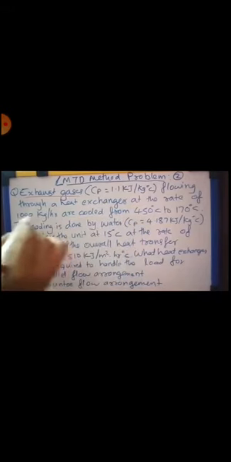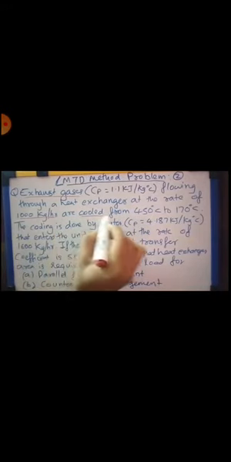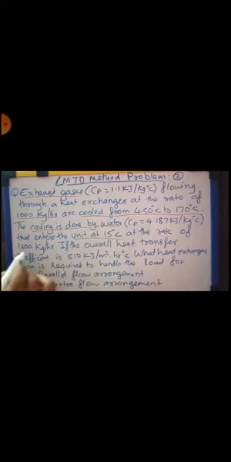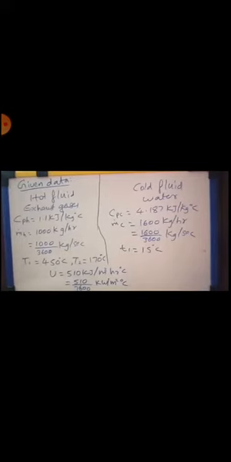From the question itself, the exhaust gases' Cp is given and its mass flow rate is given as 1000. They are cooled from 450 degrees to 170 degrees, which means this is the hot fluid. Cooling is done by water, whose Cp is given and which enters at 15 degrees, which means the cooling water is the cold fluid, and its mass flow rate is given, and the overall heat transfer coefficient is given. We have to find the heat exchange area for the parallel flow arrangement and the second one, the counter flow arrangement.